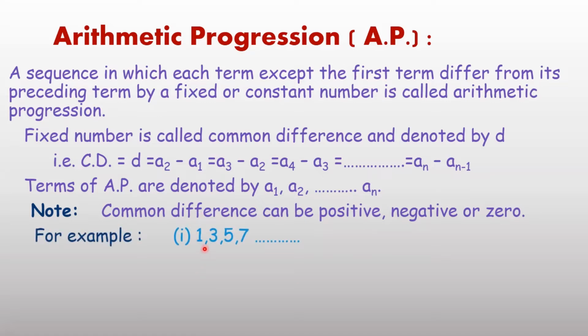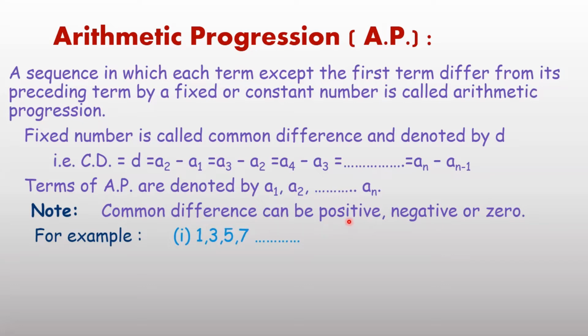Just in this example, the first term value of A1 is 1, A2 equal to 3, A3 equal to 5, A4 equal to 7. Here the common difference is A2 minus A1. What is the value of A2 minus A1? 3 minus 1 equal to 2. Now A3 minus A2, again 2. A4 minus A3, again 2. Whatever the difference between two consecutive numbers given, it is common. You take any two consecutive numbers, this difference is common. Therefore this word is used, common difference.